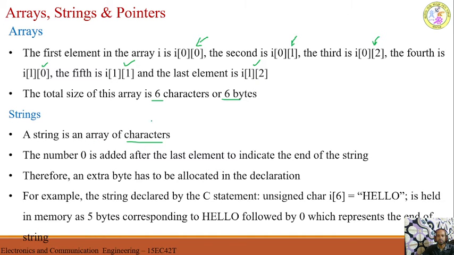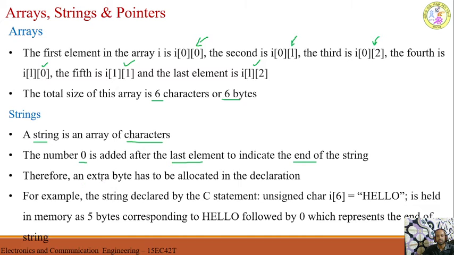Suppose all the variables are characters, then it is called a string. The number 0 is added after the last element to indicate the end of the string. So whenever you declare a set of characters, automatically the number 0 will be added, and this indicates the end of the string.